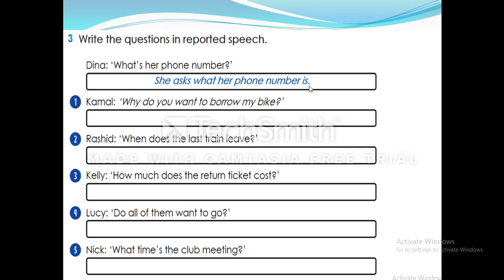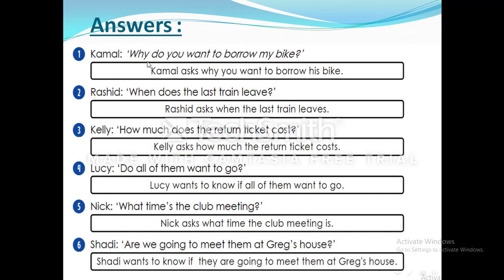Okay, let's do the other questions together. Kamal: why do you want to borrow my bike? He wonders why you want to borrow my bike. And in this reported question, Kamal is the same, or we can say he. Before "why" we have to use the reporting verb ask, and we add s because Kamal. So Kamal asks why you want to borrow his bike.